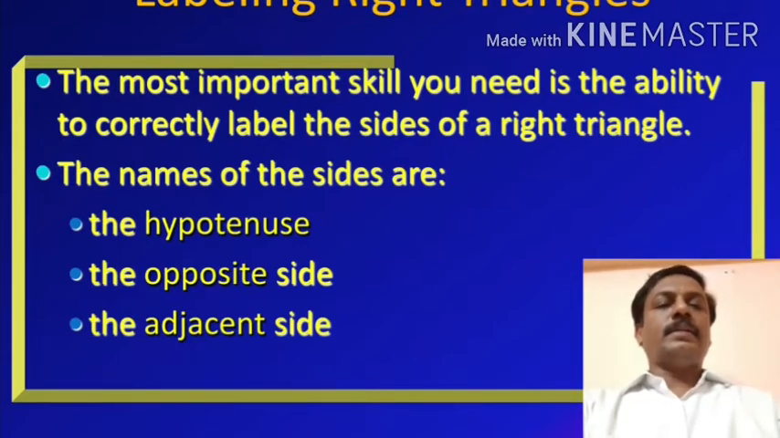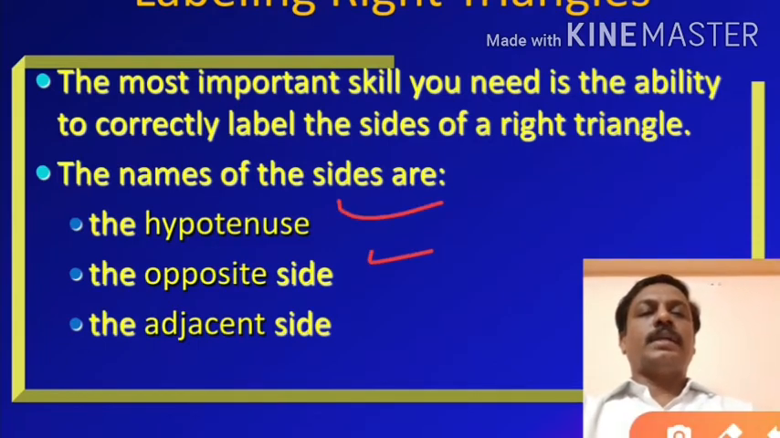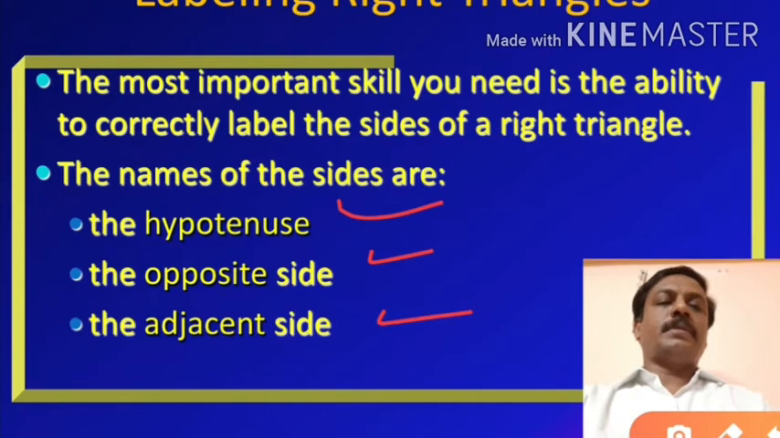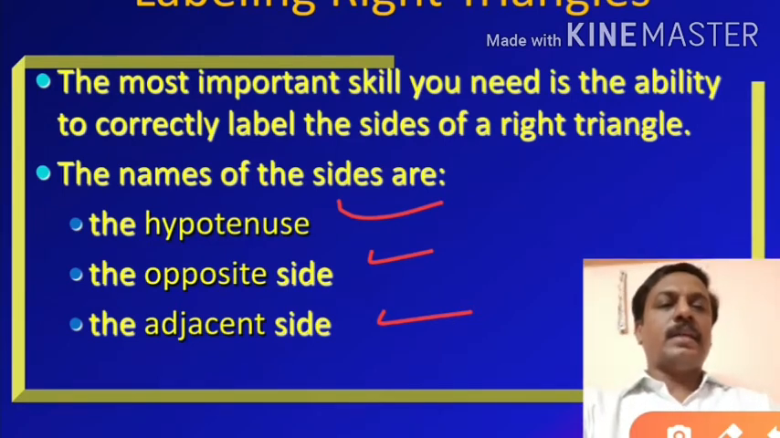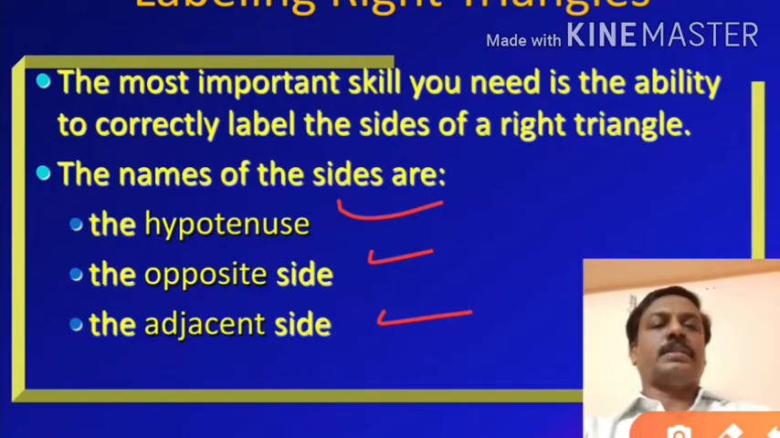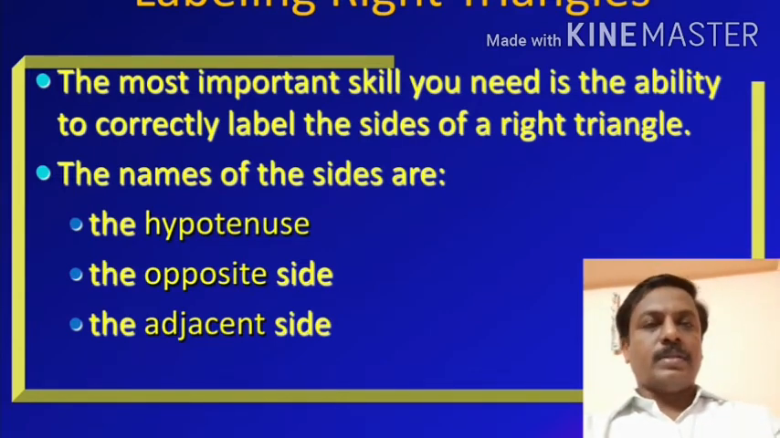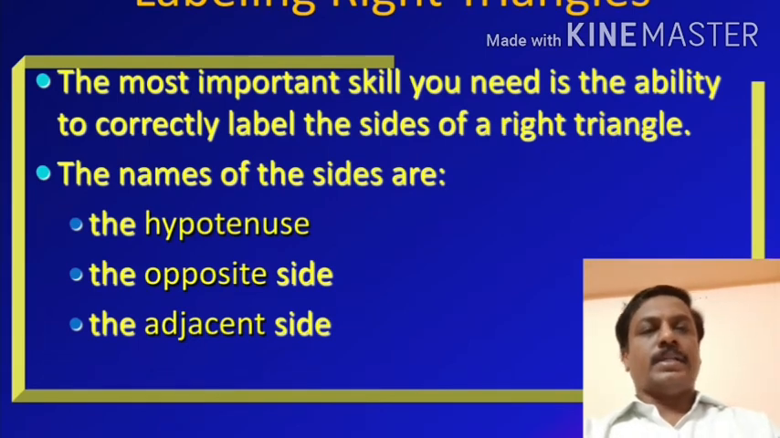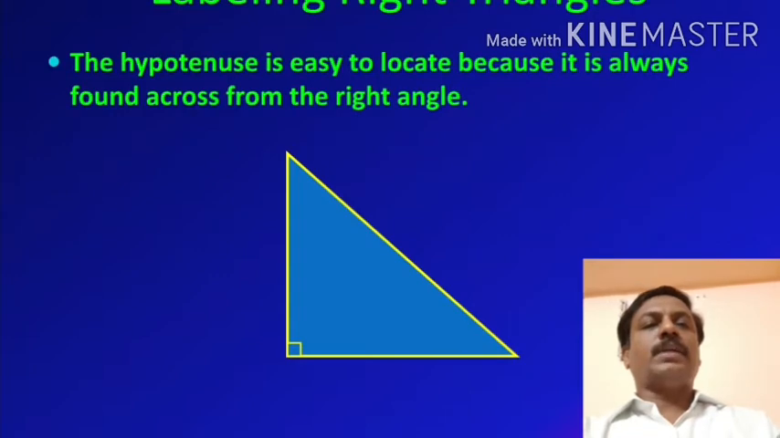We label the sides of the triangle as hypotenuse, opposite side, and adjacent side. Labeling means naming. Okay, so we name the three sides of the triangle as hypotenuse, opposite, and adjacent side. So let us see which side is called hypotenuse and which side is called opposite and which side is called adjacent. So first let us see which is hypotenuse.